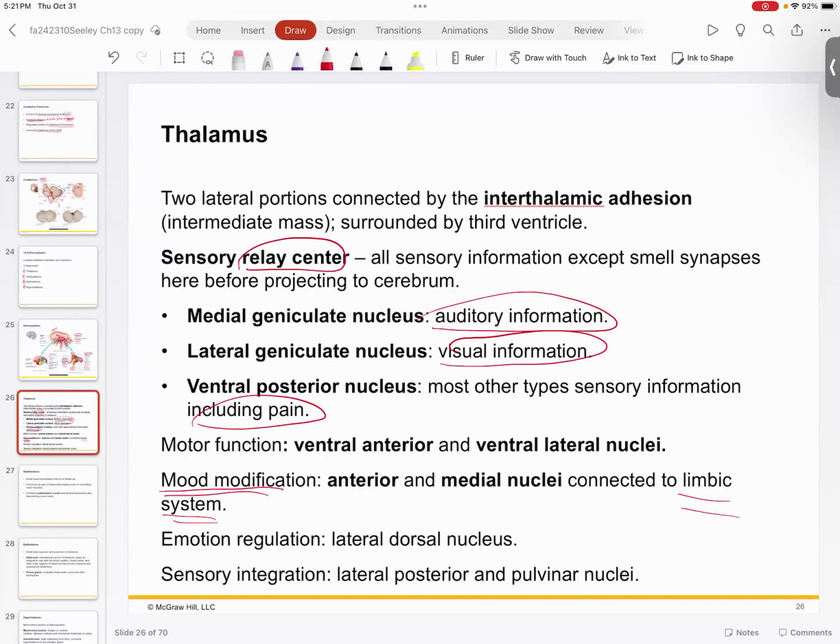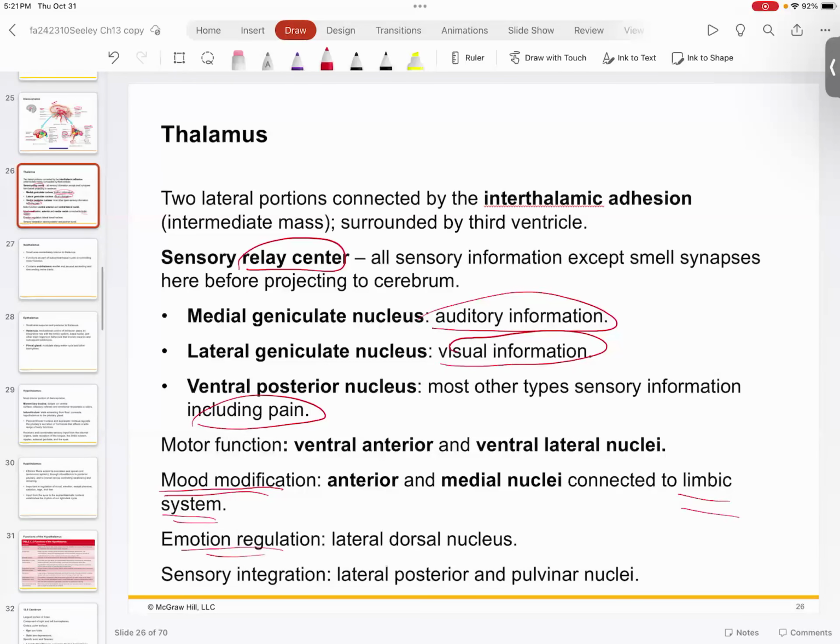And so that's one particular piece, right? So you're basically taking stuff in, taking stuff out, but you also have an extra nucleus, the lateral dorsal nucleus, that's also involved in the regulation of emotion. A couple of other nuclei that you see in the thalamus, the lateral posterior and the pulvinar, are essentially working on sensory integration.